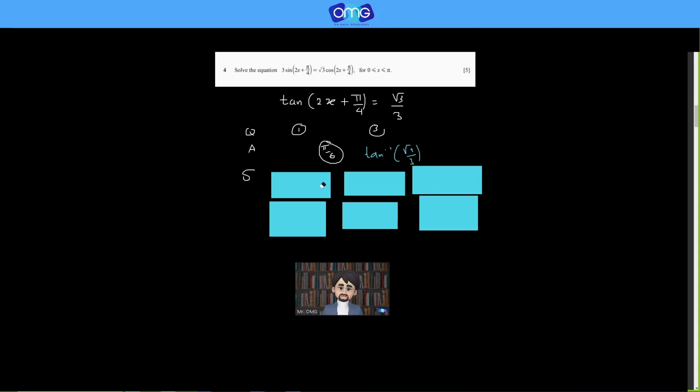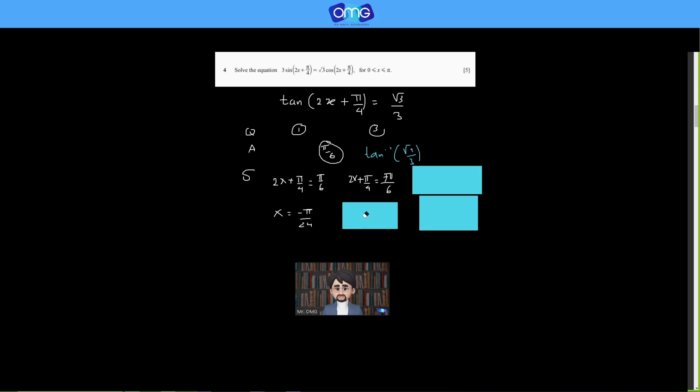And that will be 2x plus pi over 4 equals pi over 6, which is the first quadrant, and also the third quadrant, which is 7 pi over 6. And x will be minus pi over 24 if we count this, and this will be x equals 11 pi over 24. However, this is rejected since the domain is only this, okay, can you see?